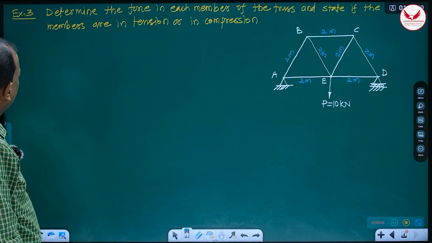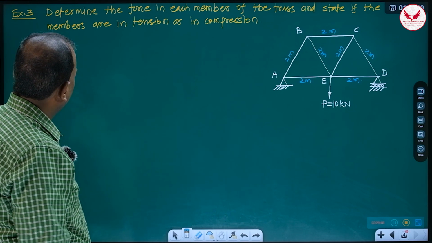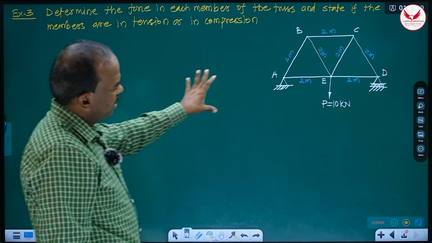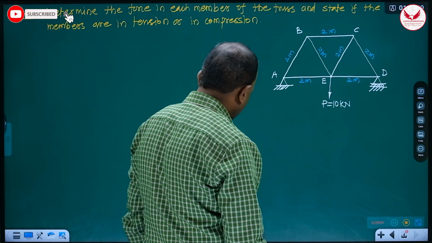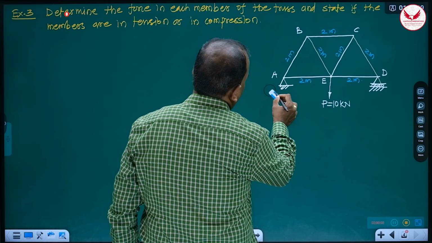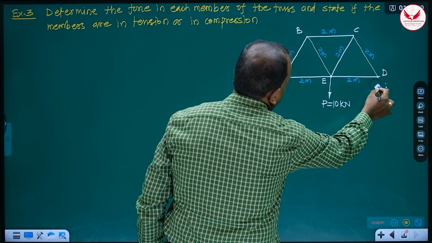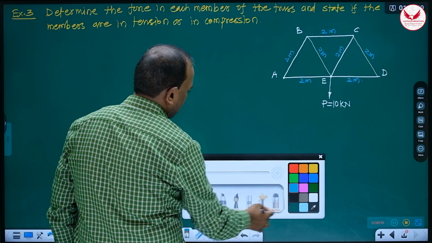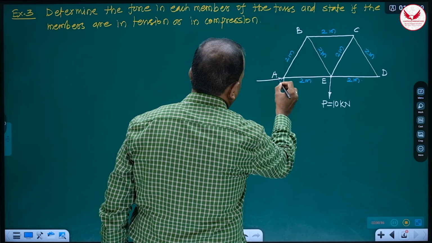Now we'll see the third example on truss. Determine the force in each member of the truss and state if the members are in tension or in compression. So if you see the truss, so again it is supported at two ends, at A and D. Means first step is what? Remove the supports. At A, 2 reactions, and at D, a single reaction. So how we can show it? So these reaction components are like this.